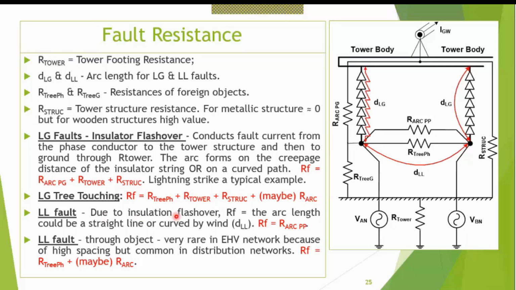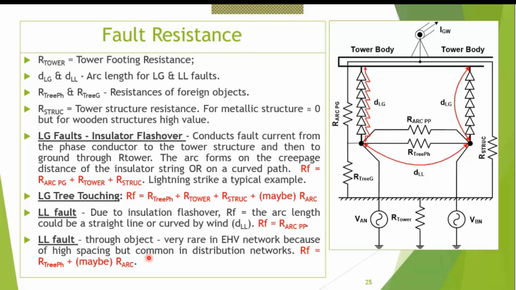Okay, during insulator flashover, this fault resistance will be the arc length for an LL fault. I am talking about this portion, not the LG one. So the RF will be R arc phase to phase, which is denoted by this particular resistance. See over here, R arc phase to phase. We can easily understand this.